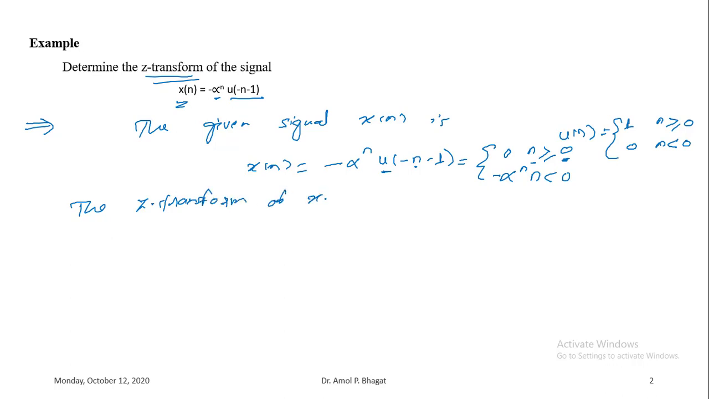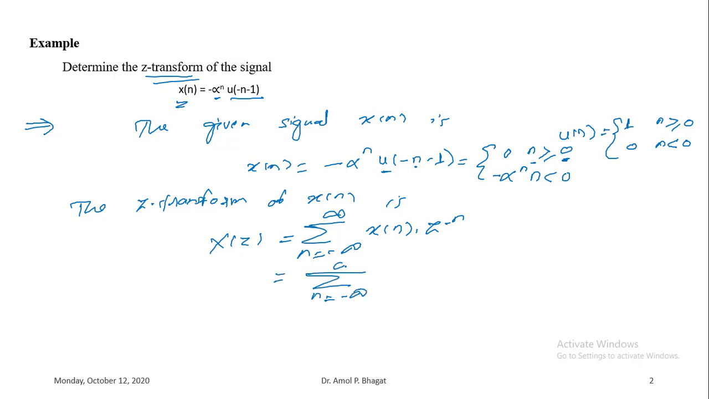Again, the Z transform of x of n is given as capital X of z equal to summation n equal to minus infinity to infinity x of n into z to the power minus n. Okay, so this is the standard formula. So here in place of x of n, you can substitute the given signal value, that is minus alpha to the power n u of minus n minus 1, into z to the power minus n, which will be as it is.